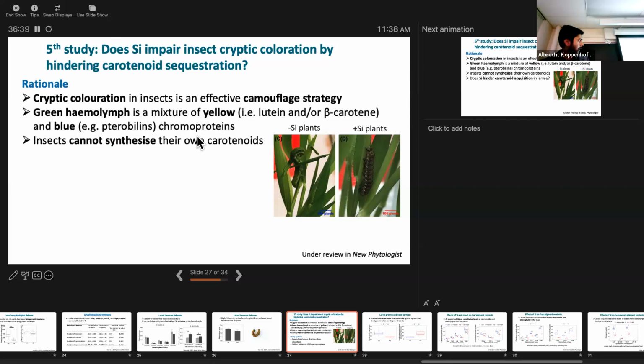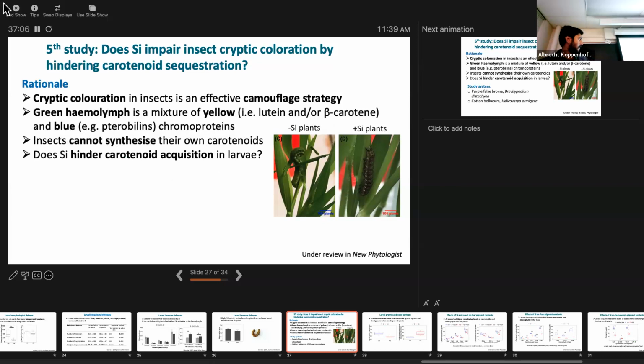And insects actually cannot synthesize their own carotenoids. So they need to get those carotenoids from host plants. Aphids are exceptions because they got carotenoid biosynthesis genes from their fungal symbionts. But most other insects, including lepidopteran insects, need to get these carotenoids from host plants for making green hemolymph.